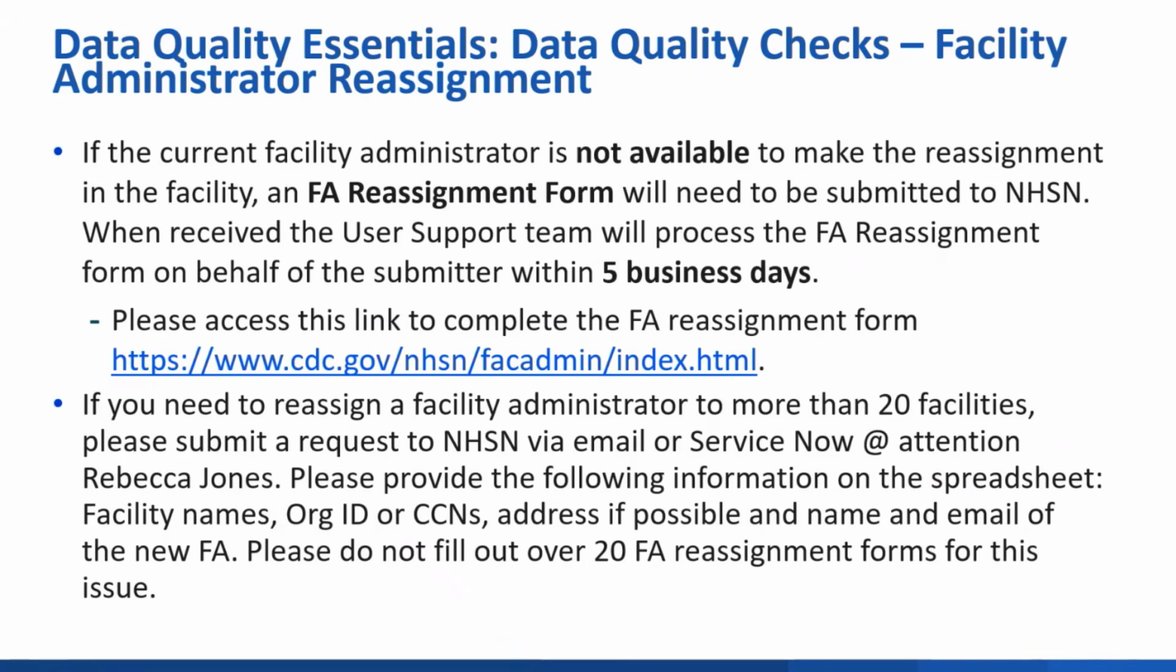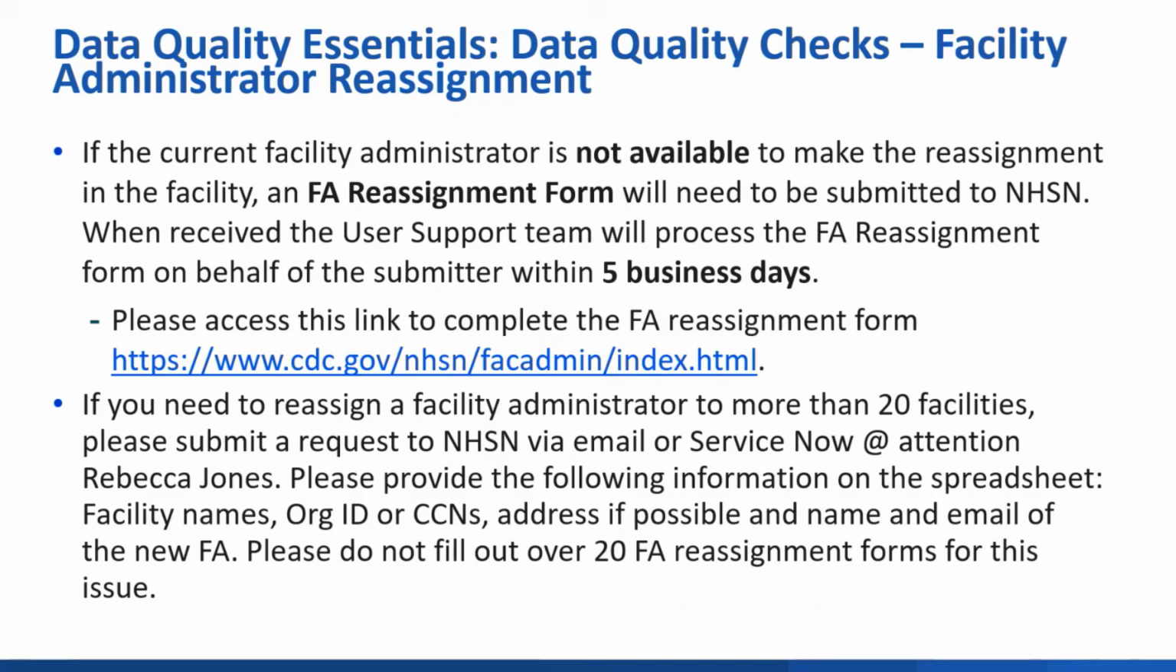So for facility administrator reassignment, if the current facility administrator is not available to make the reassignment in the facility, an FA reassignment form will need to be submitted to NHSN. When received, the user support team will process the FA reassignment form on behalf of the submitter within 5 business days. And if you need the link for that, that is included here within the slide.